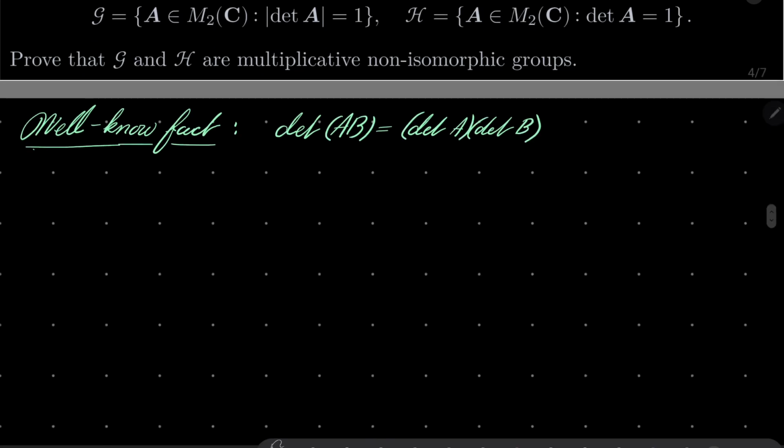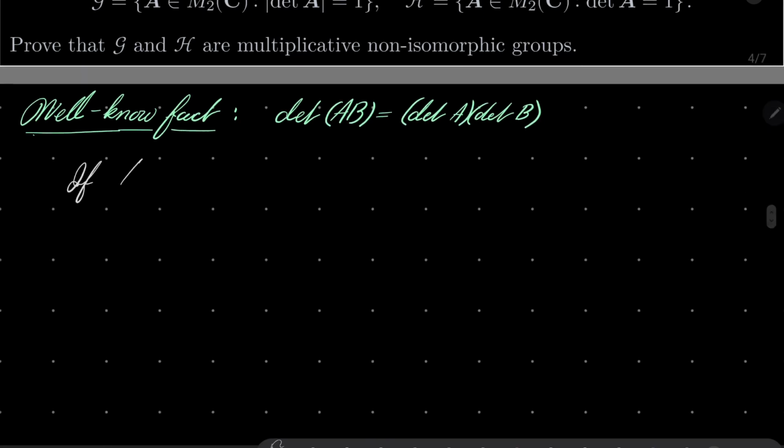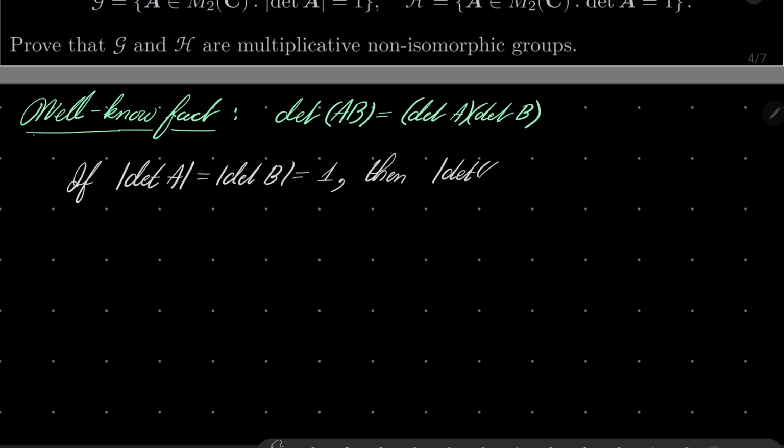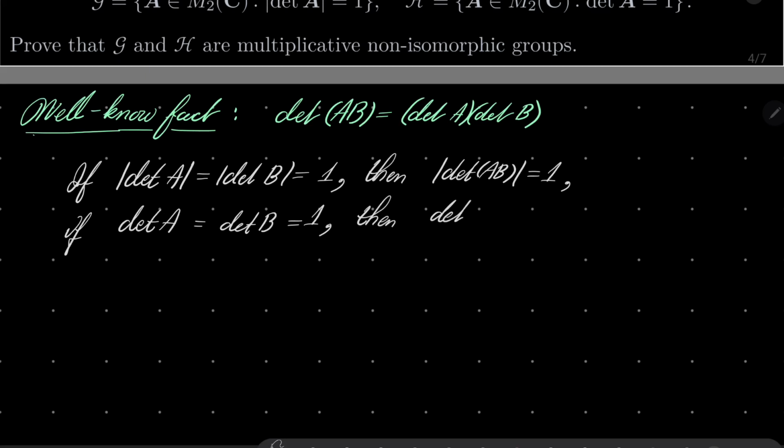Which means that if, for example, the absolute value of the determinant of A equals the absolute value of the determinant of B equals 1, then the absolute value of the determinant of AB is also 1. Similarly, if the determinant of A and the determinant of B are 1, then the determinant of AB is also 1. Also, the determinant of the identity matrix is 1.